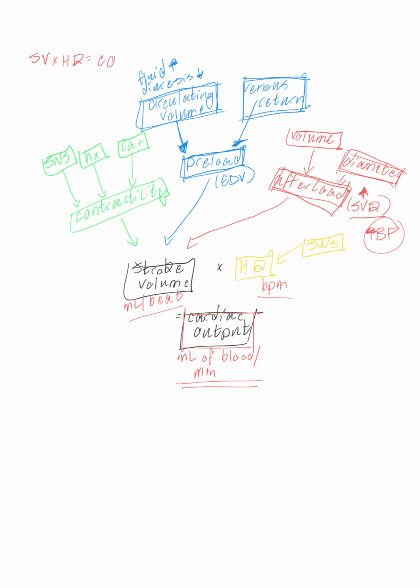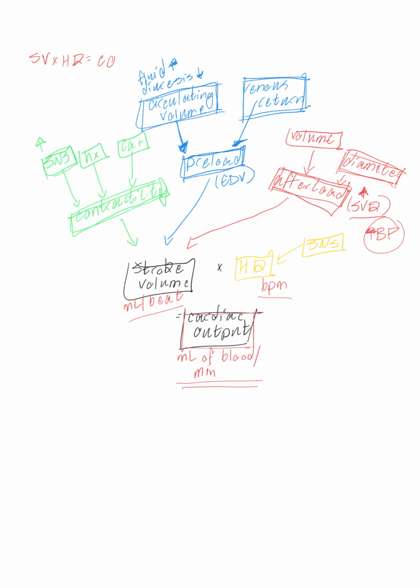Now let's get into contractility. Contractility is the ability of your left ventricle to squeeze in a really nice, smooth, concerted way. If you have an increased contractility, you're going to have an increased stroke volume and therefore an increased cardiac output. What are the things that affect contractility? Your sympathetic nervous system activation. Your sympathetic nervous system makes your heart beat faster and squeeze harder.